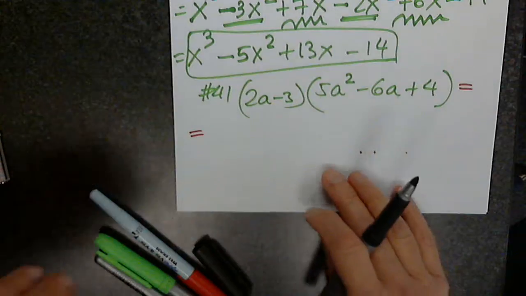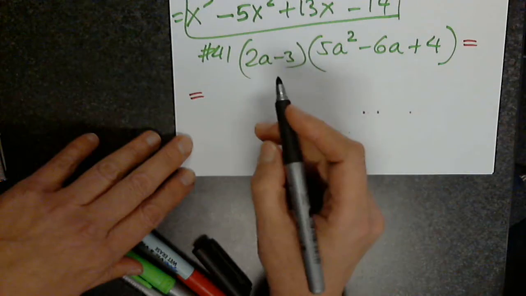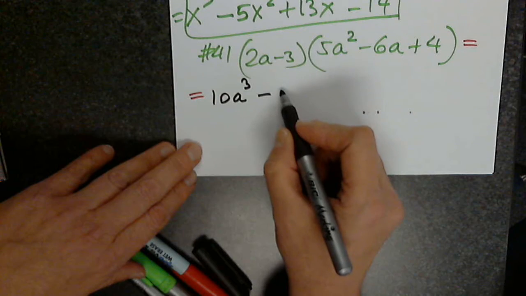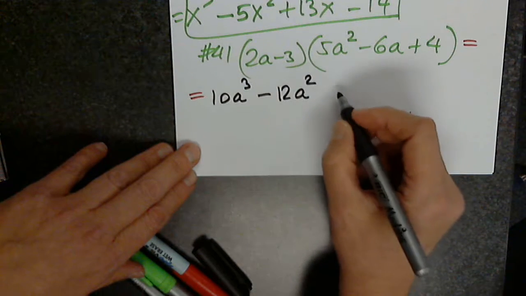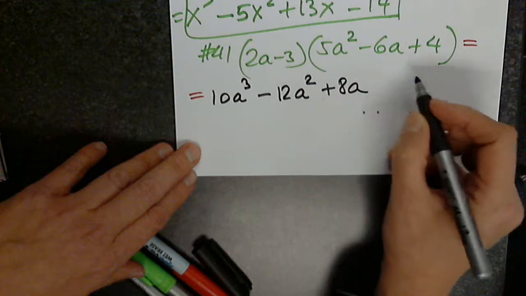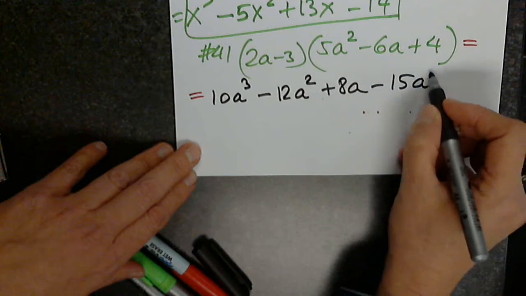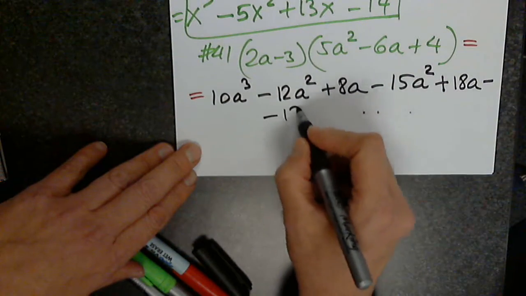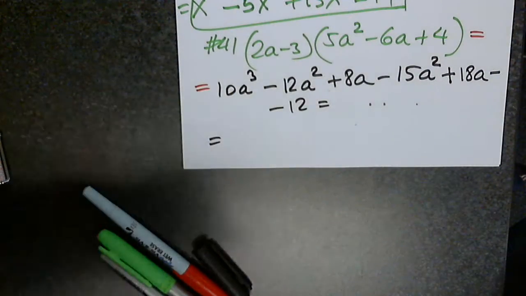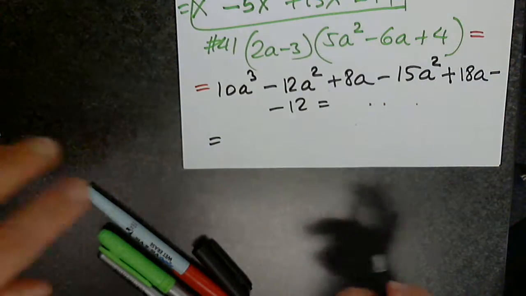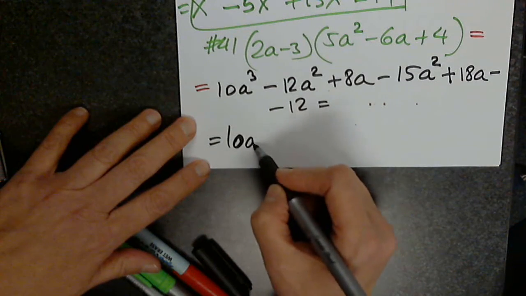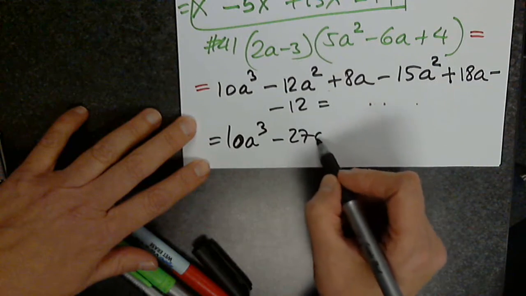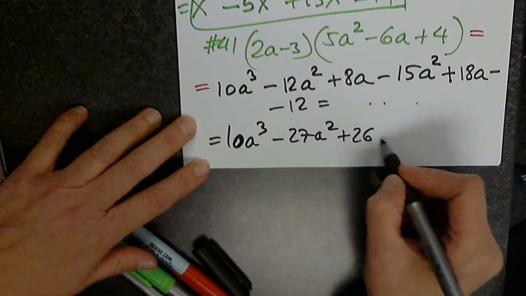Okay, ready? 10a to the 3rd power minus 12a to the 2nd power plus 8a minus 15a to the 2nd power plus 18a minus 12. Excellent. What is the degree of this polynomial? 3. So I start with 10a cubed minus 27a to the 2nd plus 26a minus 12.